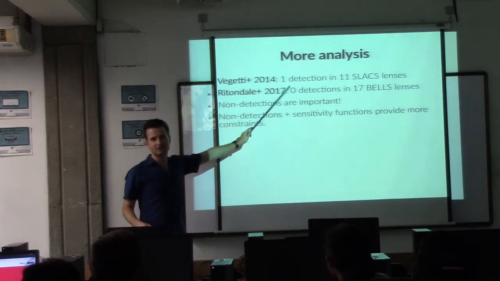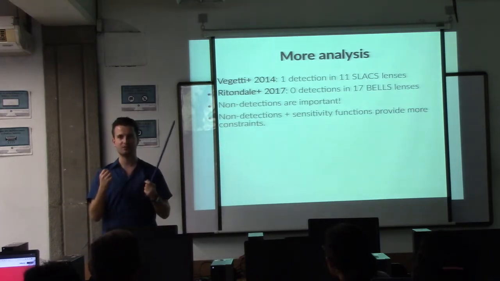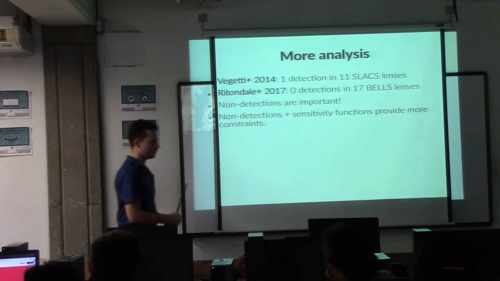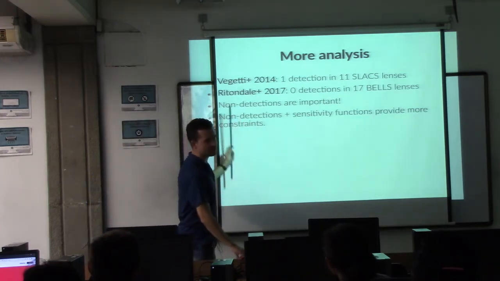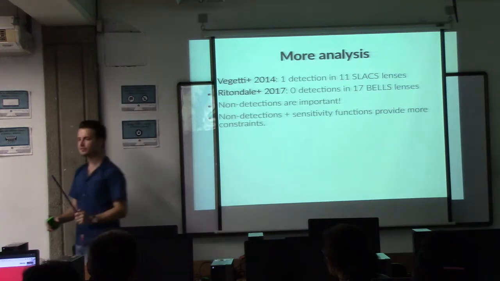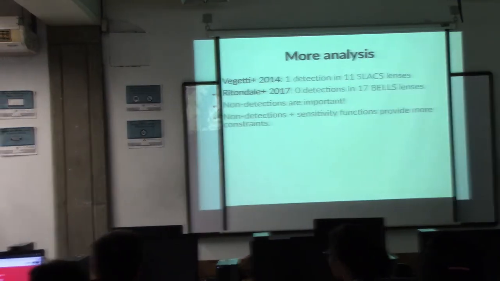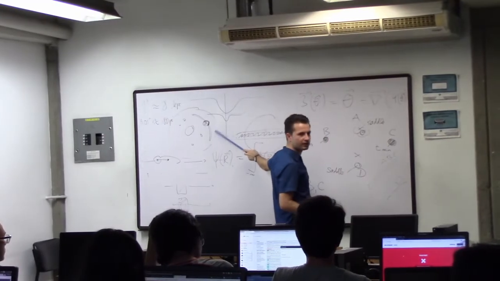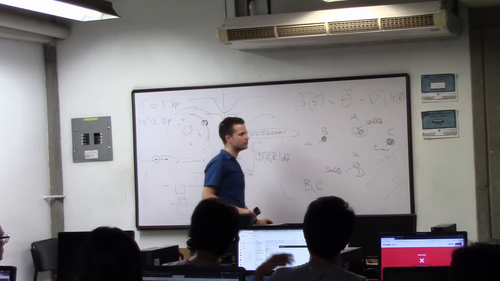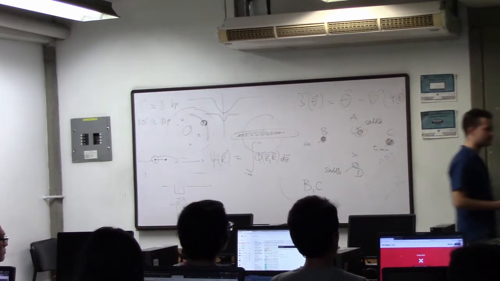This doesn't mean we are not successful. This is actually telling us something very important. Because that means we don't have massive enough substructure in high enough density to get close to the arcs often enough. So what you can do, do I have it on the next slide?